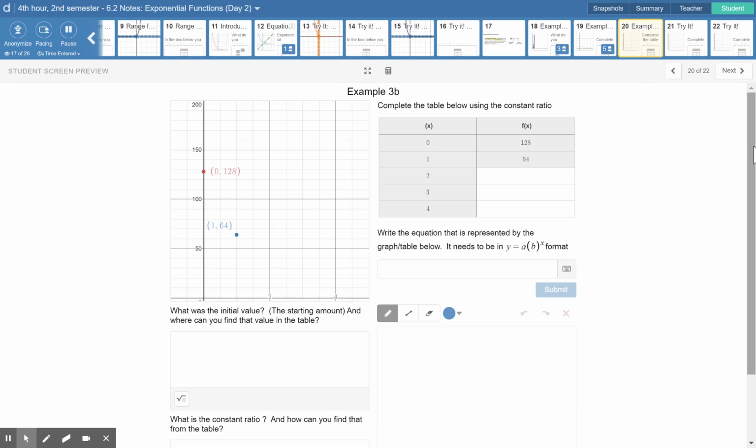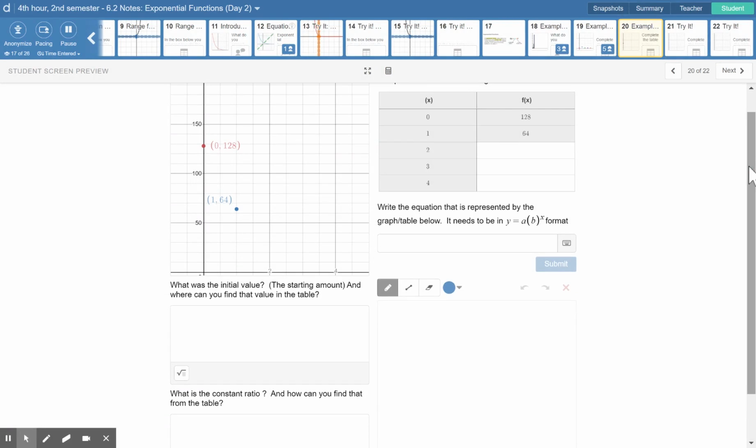Now, it says, what is the initial value? Remember, initial value is the y-intercept. So, initial value is 128. It is 0, 128. So we're just using the y value.